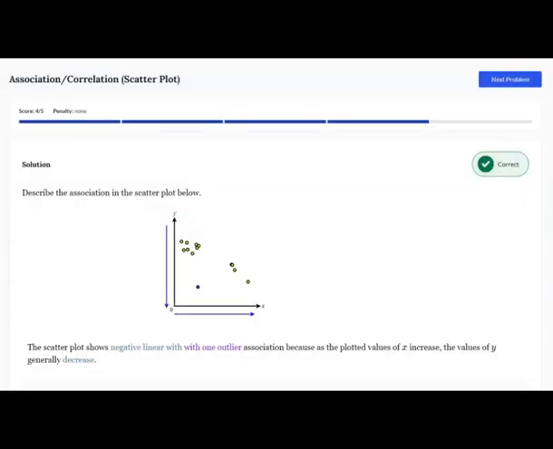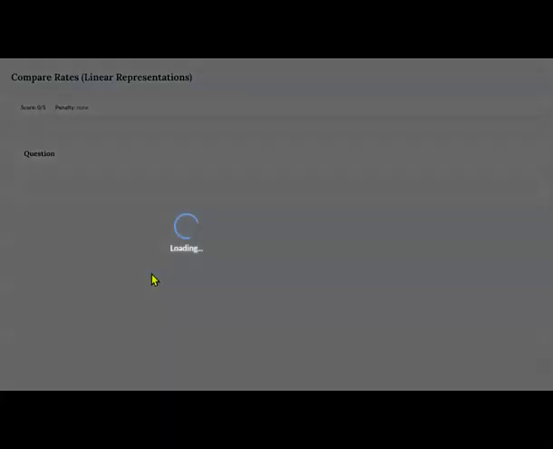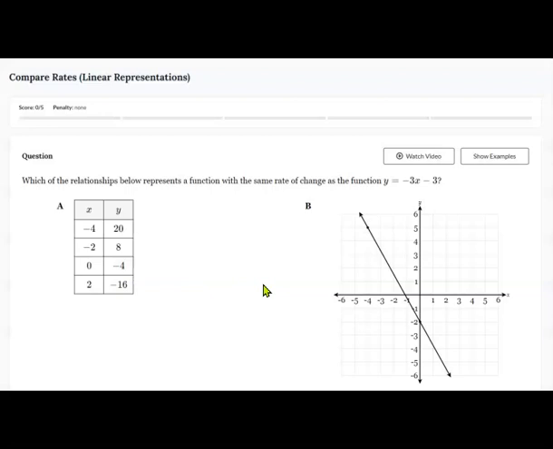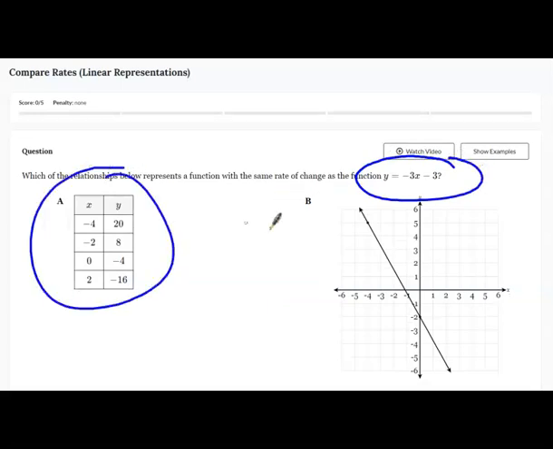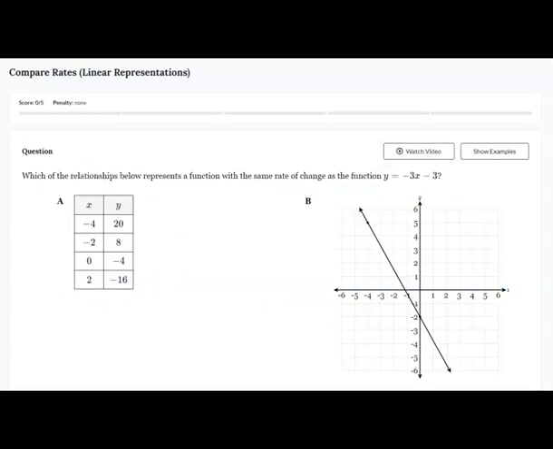All right, let's take a look at our last topic, comparing rates of change. We've done this a few times, and we have different formats. So this is an equation, this is a table, this is a graph. You find the slope or the rate of change from an equation as the coefficient of x, and now we want to find something that has the same rate of change as that equation.